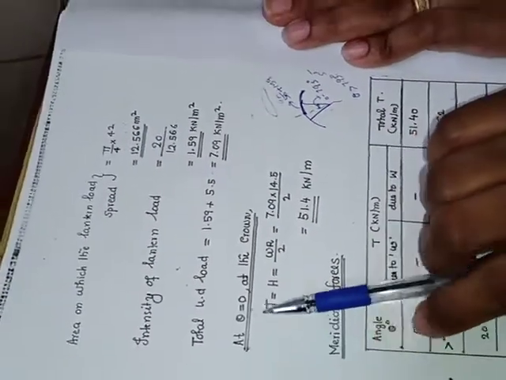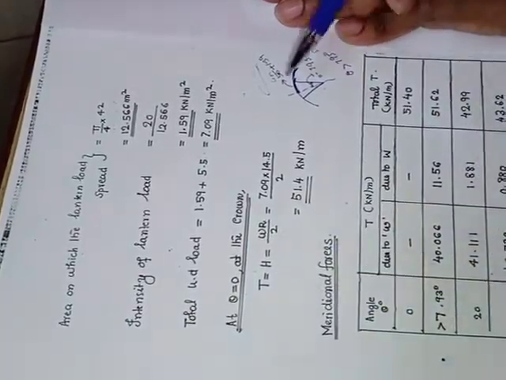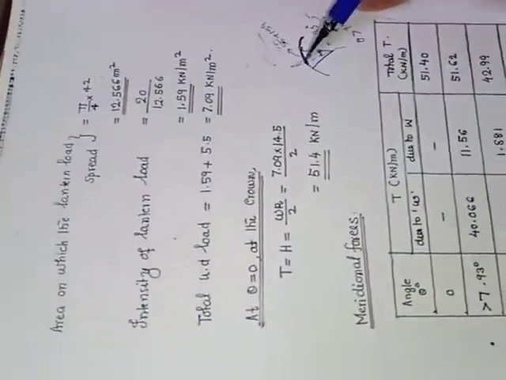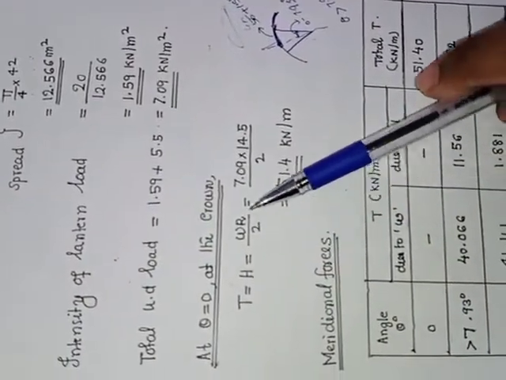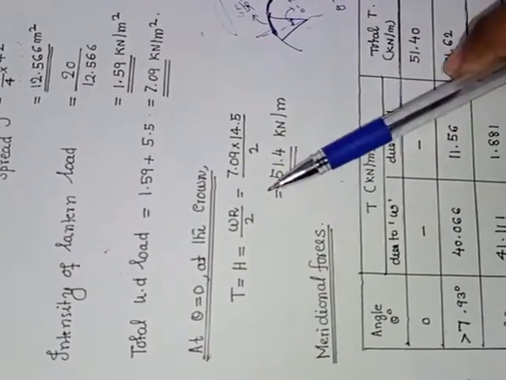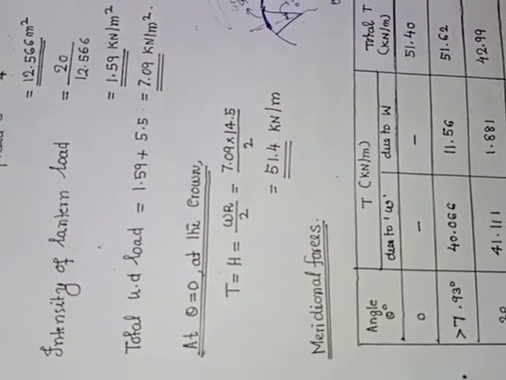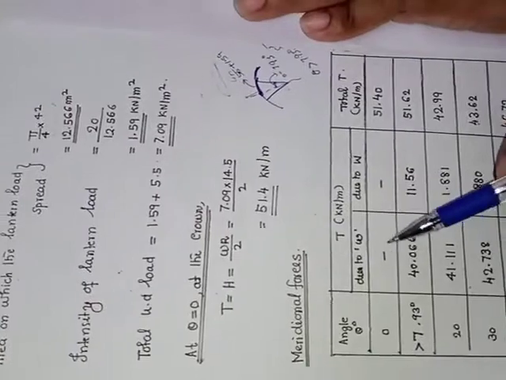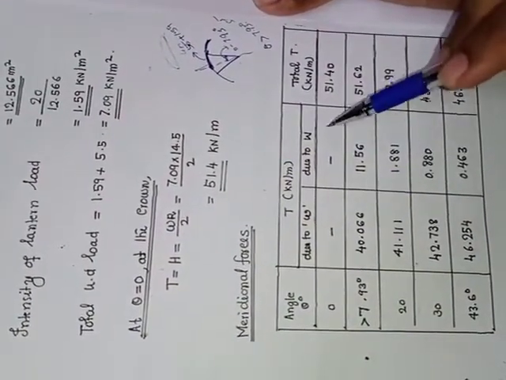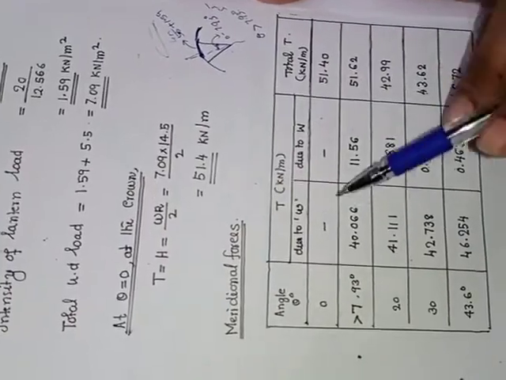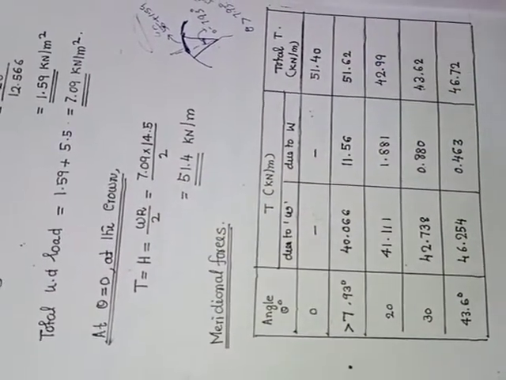At the crown, theta will be equal to 0. That is, at this point, this is the crown, theta will be equal to 0, and the thrust and the hoop force will be WR by 2. So you substitute the theta value and you will get 51.4. You will write it in two terms, that is small w and capital W. Small w is due to this UDL and capital W is due to the point load.